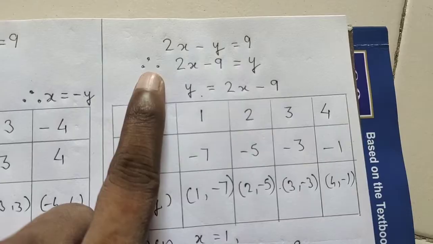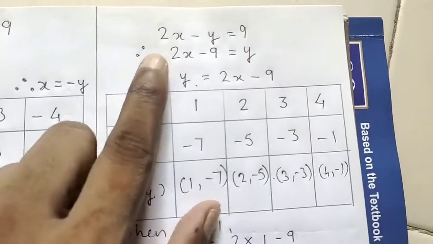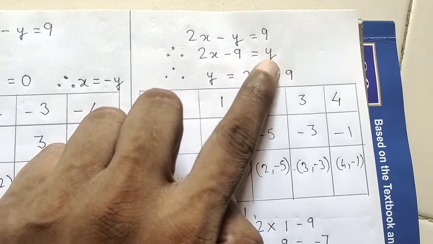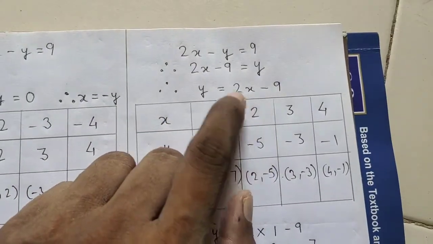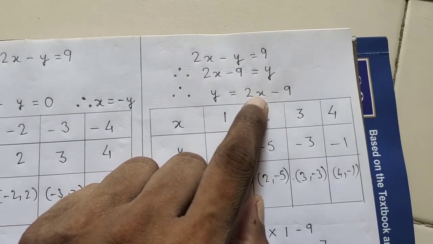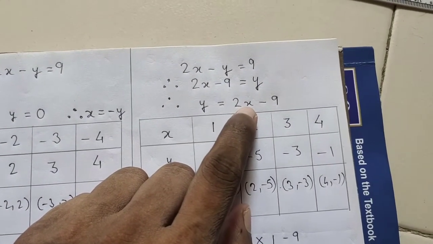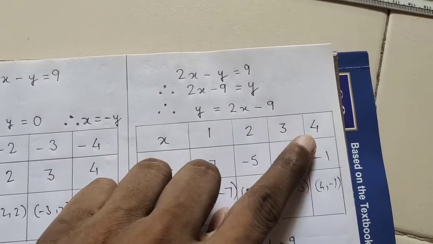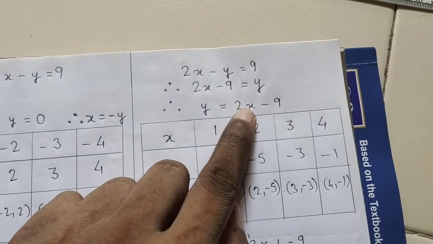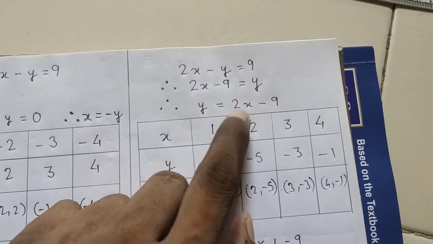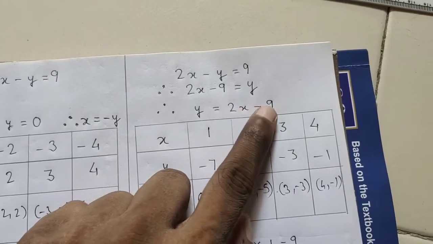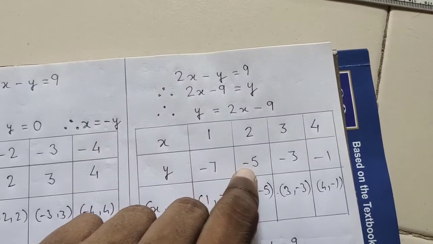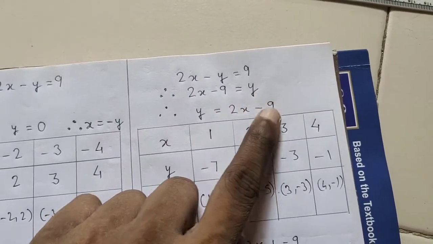Similarly, in the second equation we have followed the same method. See, in this equation -y is easier to transfer so that it becomes y. So we got y equal to 2x minus 9. Then we put in values of x, whichever is suitable. In this case we took x as 1, 2, 3 and 4, and accordingly found the value of y. If you take x as 1, you get 2 times 1, 2, minus 9, that is -7. If you take x as 2, then 2 times 2 is 4, and 4 minus 9 gives you -5. Similarly, 2 times 3 is 6, minus 9 gives you -3.